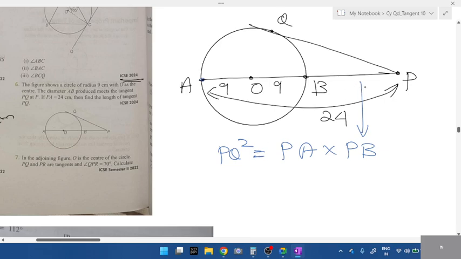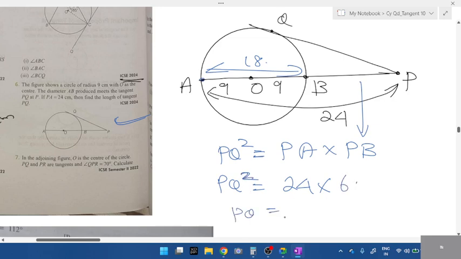Who can answer the PB value? If the entire PA is 24, the radius is 9 and 9. What is 9 plus 9? The diameter is? Very good. 24 minus 18. Simple question. Not angles, it's a side question. PA value is 24 multiplied by 24 minus 18. Multiply, the root is given, send the root to the other side, take the square root, find the answer. Twelve centimeters. Okay.